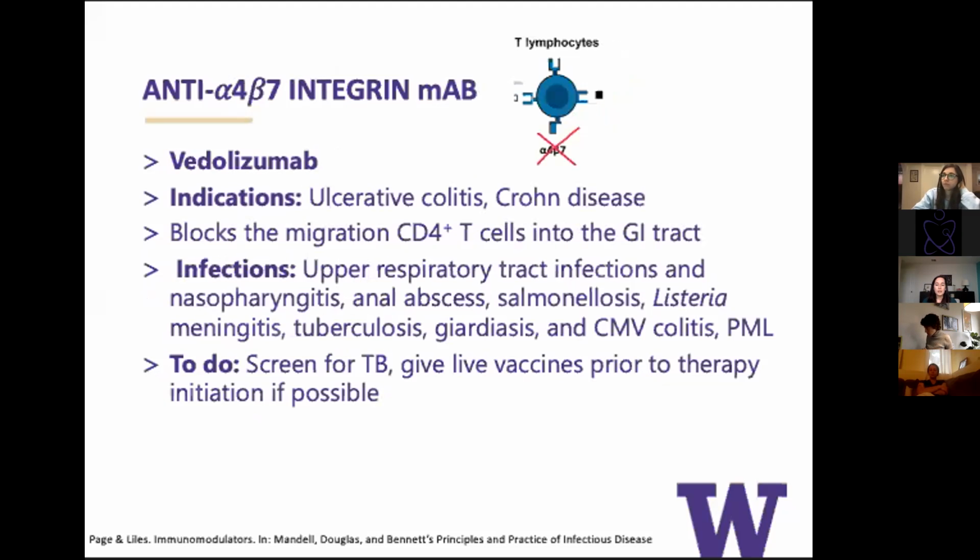The next monoclonal antibody I want to touch on is an anti-alpha-4 beta-7 integrin monoclonal antibody. So if you recall during my talk about the immune system, I mentioned that after activation, T cells gain homing markers that designate their migration to specific tissues, such as the gut. And alpha-4 beta-7 is one of those markers, and it directs T cells to the GI tract. Vedolizumab or Entyvio is such an antibody, and it binds to the alpha-4 beta-7 integrin and prevents its interaction with MAdCAM1, and therefore blocks the migration of these T cells into the GI tract. It's used for ulcerative colitis and Crohn's disease.